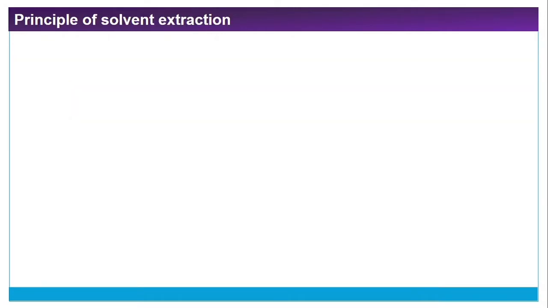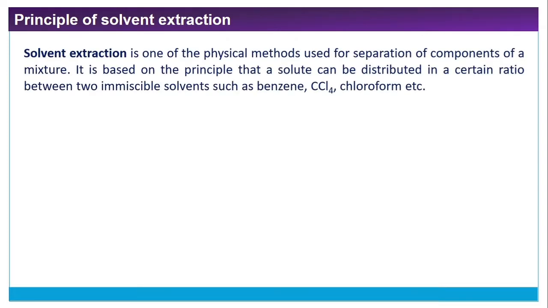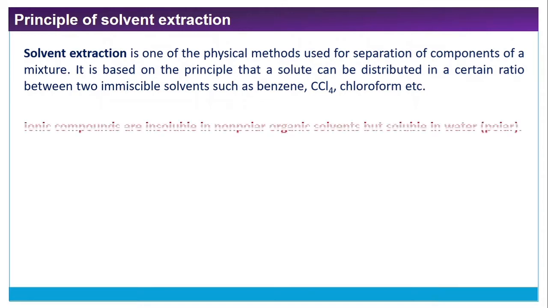Now we'll see the principle of solvent extraction. Solvent extraction is one of the techniques for separation. It is a physical method used for the separation of components of a mixture. It is based on the principle that a solute can be distributed in a certain ratio between two immiscible solvents such as benzene, carbon tetrachloride, chloroform, etc. That depends upon the solubility.